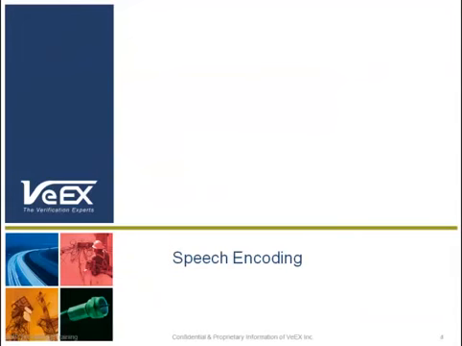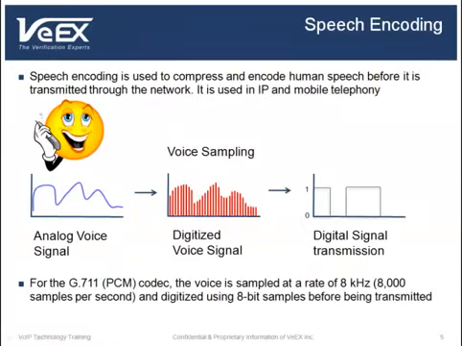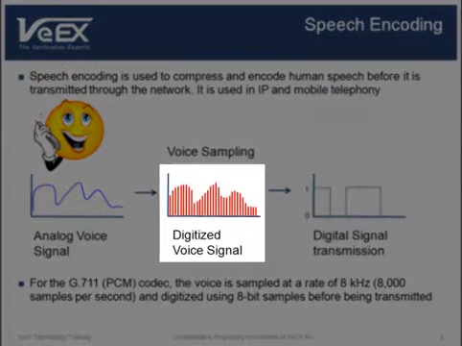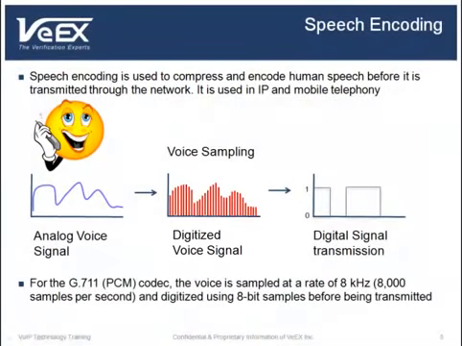We will now look at speech encoding and codecs. Speech encoding is used in IP and mobile telephony to compress and encode human speech before it is transmitted through the network. The G711 codec is commonly used to digitize a voice conversation for transmission over IP. With the G711 pulse code modulation, or PCM, codec, 8,000 samples per second are taken from the analog voice signal, equivalent to a rate of 8 kHz. A sample is a measurement of the level of the analog signal.